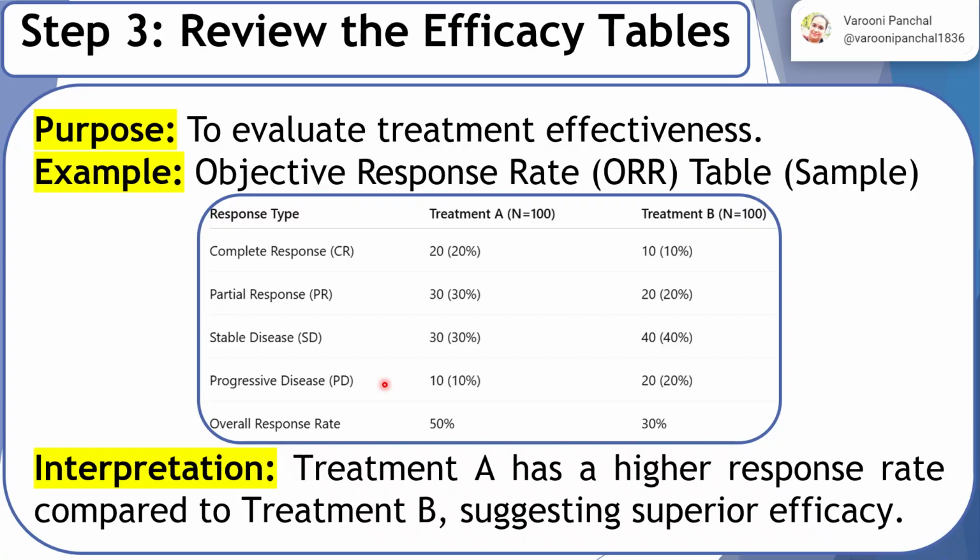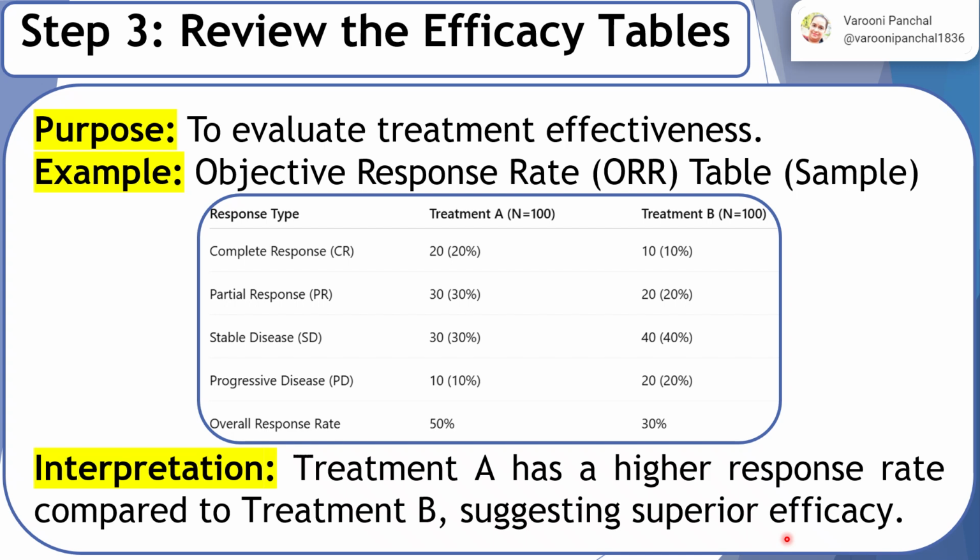It is very simple. Oncology is a very interesting and very simple topic, and once you understand the logic and the basics, you can do a master's in this kind of field. And the overall response rate is the grand total, including all kinds of types. So now if I do the interpretation, treatment A has a higher response rate compared to treatment B, suggesting superior efficacy. Now this is a theoretical statement, ma'am, I don't understand.